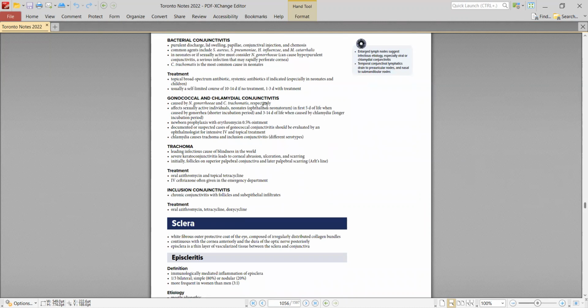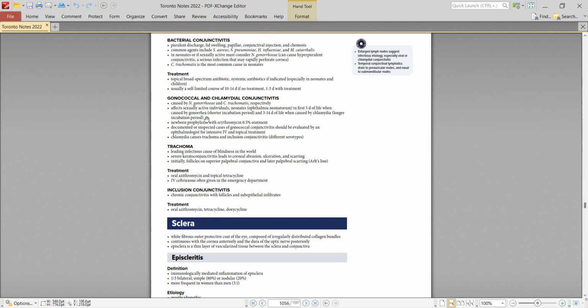Gonococcal and chlamydial conjunctivitis. This is super important. It is after an STD infection. Especially it is seen in the newborn. Caused by Neisseria gonorrhoeae and Chlamydia trachomatis, affecting sexually active individuals and neonates. It's called ophthalmia neonatorum in the first 5 days of life. So when the baby is in the hospital, at that time only these things will be there.